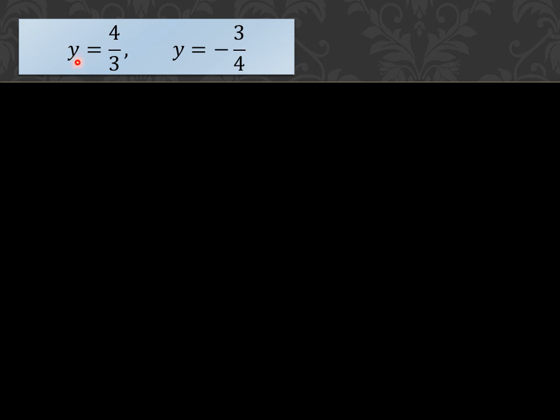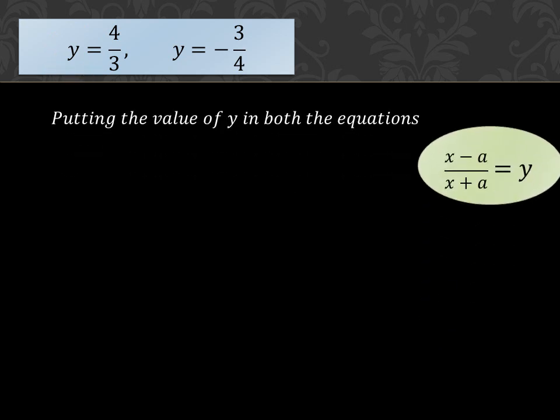Now what we will do? We will replace these y because we have to get the answer of x. After replacing, we had x minus a over x plus a as y. So we will write x minus a over x plus a equals 4 by 3, and x minus a over x plus a equals minus 3 by 4. Now we will cross multiply it. 4 will get multiplied with x plus a, and 3 will come to this side of the equation and it will multiply with x minus a. Same goes for the other side of the equation.